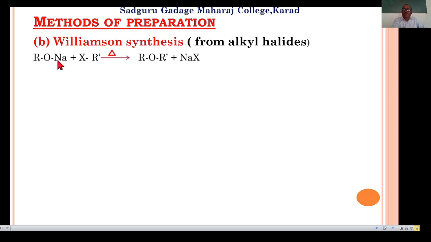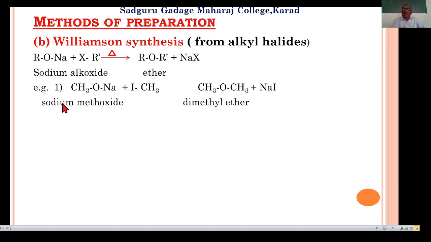Sodium alkoxide, here the general formula is given as RONa. The sodium alkoxide reacts with alkyl halide. Then the product is an ether R-O-R plus sodium halide NaX. Or take an example, sodium methoxide CH3ONa, when it reacts with methyl iodide, here NaI is a byproduct and the ether formed is CH3OCH3, that is dimethyl ether.